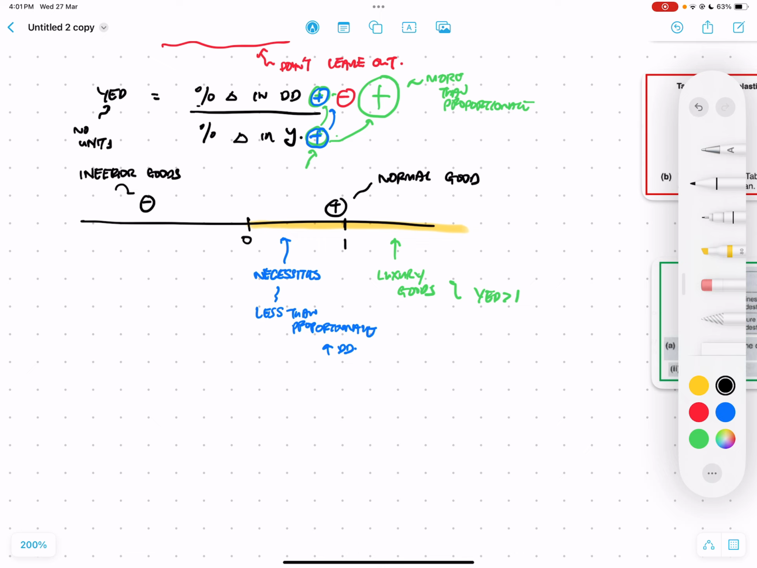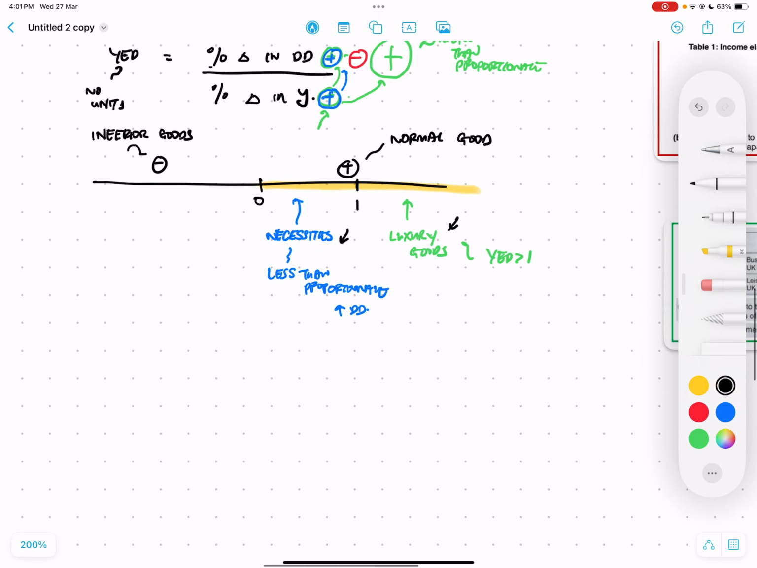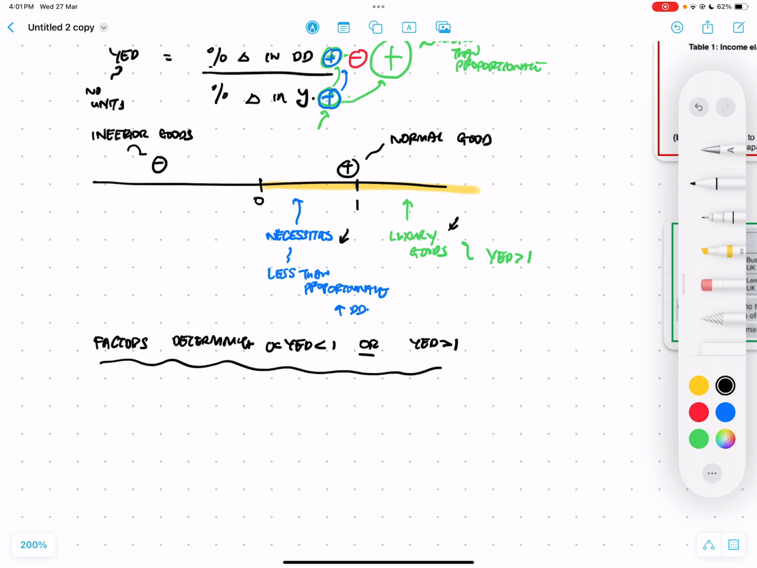So with that, right, let's talk about the factors. So what factors means what makes a good either a luxury good, a green color good, or a blue color good. Okay, what makes a good belong either under the green color or the blue color good, right? So factors determining YED between 0 and 1 or YED more than 1. Okay, so actually it's very duh.